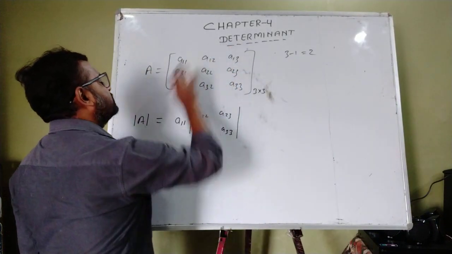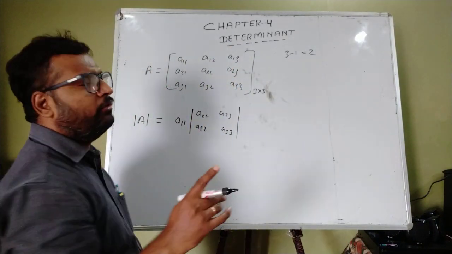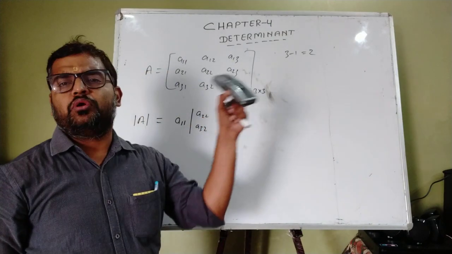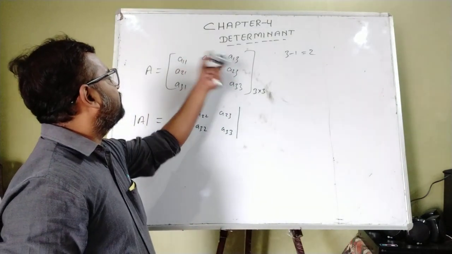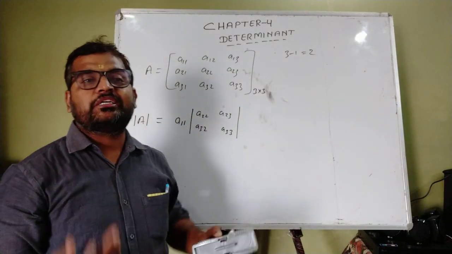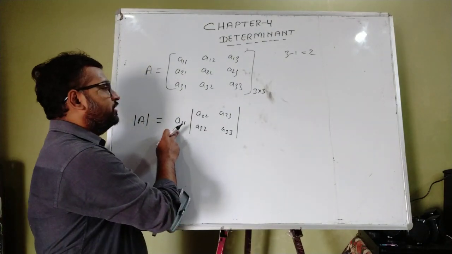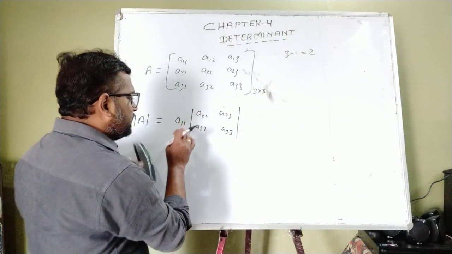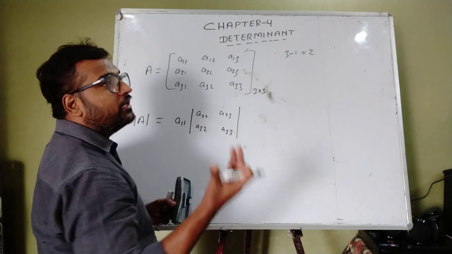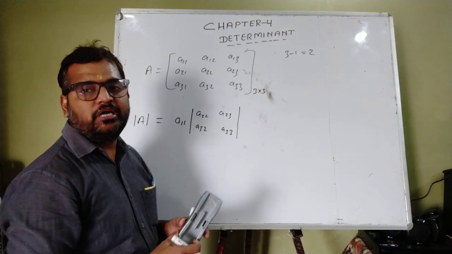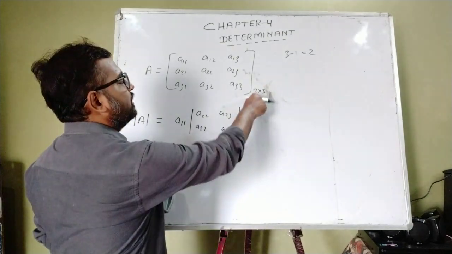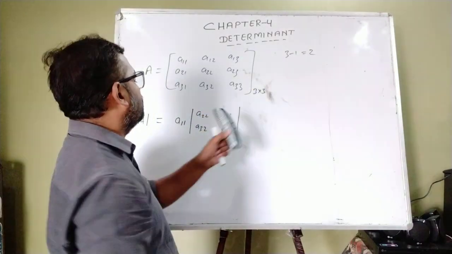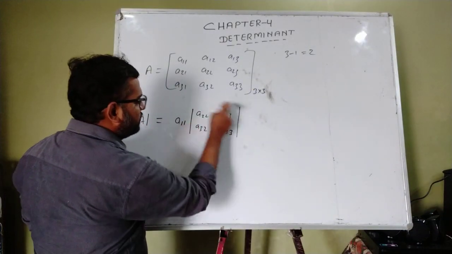What is the meaning of this? The first point is that while finding the determinant of a 3 by 3 square matrix, you can expand through any row or any column. Suppose you are expanding through the first row. Whatever element you are taking, from that element you have to delete that row and that column. After deleting that row and column, the submatrix will be formed. The order of the submatrix will be 1 less than the order of the given matrix. If it is 3, then that will be order 2.